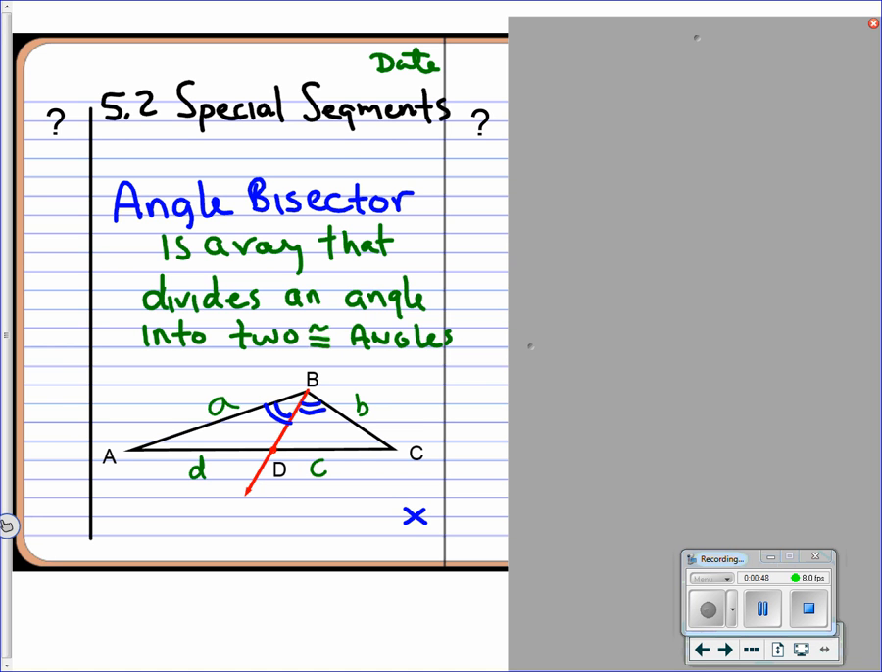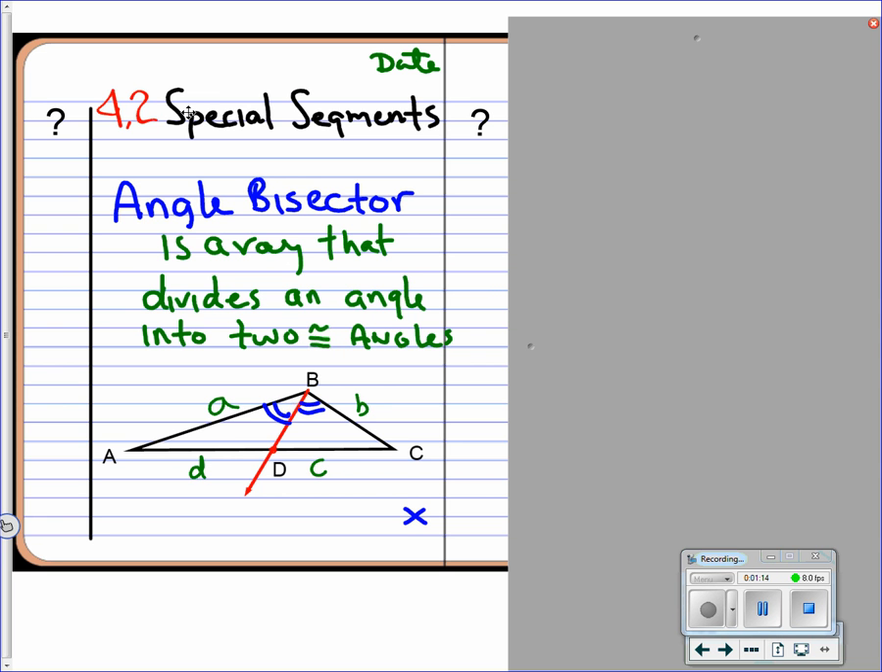All right, let's go ahead and start in our notes. That should say 4.2, shouldn't it? Okay, so we are in 4.2. We're going to call this special segments. First one that we're going to look at is an angle bisector. Now I'm calling it a ray here, but if I was to have it stop and not continue on, it would be a segment. It's easy enough. An angle bisector cuts an angle into two congruent parts.